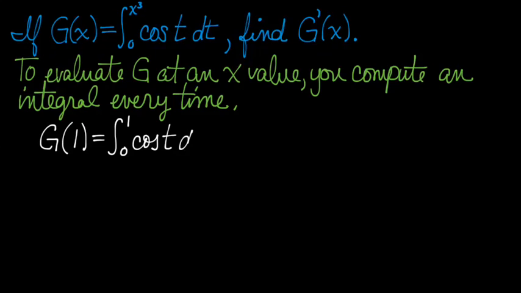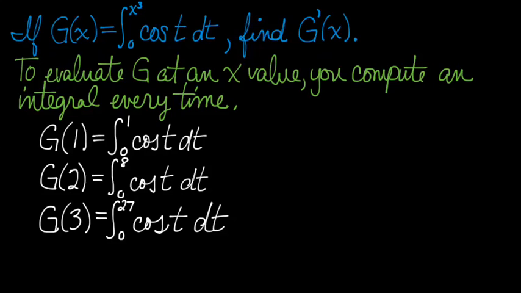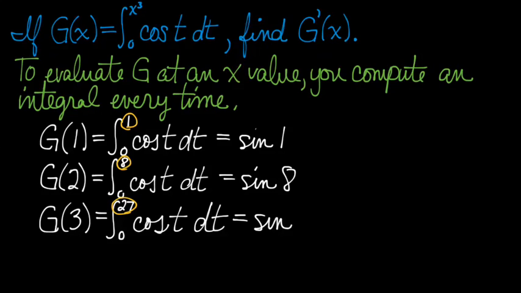For example, just to plug the number 1 in, you're computing the integral from 0 to 1 of cos t dt. To plug 2 in, you're finding the integral from 0 to 8. To plug 3 in, you're finding the integral from 0 to 27. Every single time it's an integral. Notice how it's not 1, 2, and 3 up there. The x cubed means we're using 1, 8, and 27, so those numbers don't directly track.